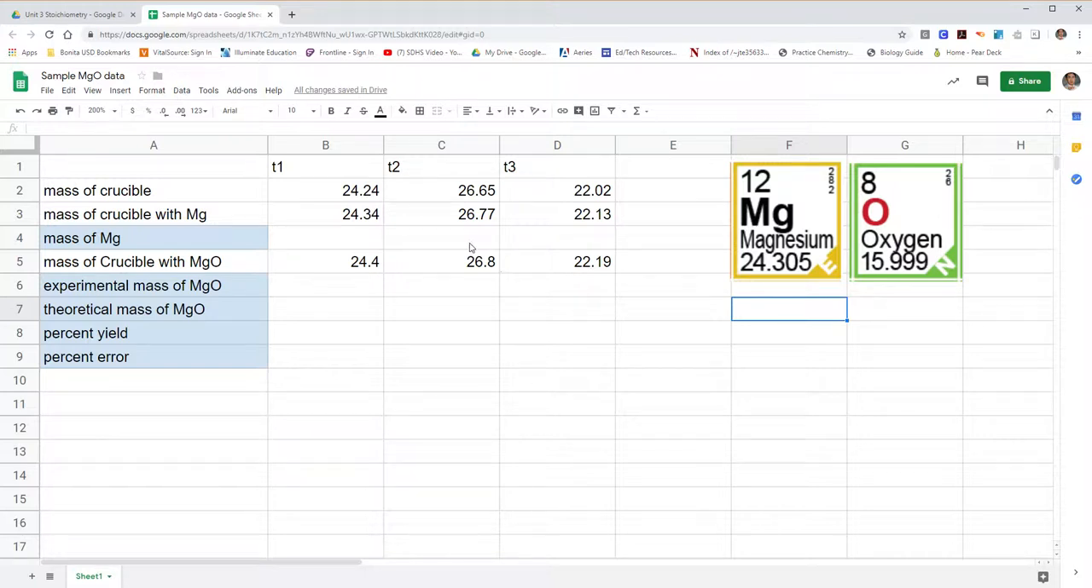So I've done a lot of things here already. I already have an outline of my data set. This should look a lot like your table that you filled your lab notebook with. And here I have my raw data already filled in.